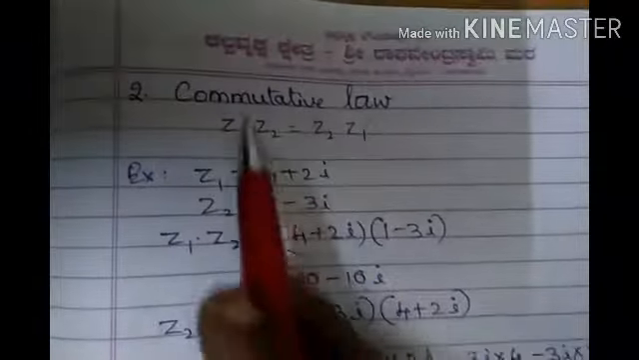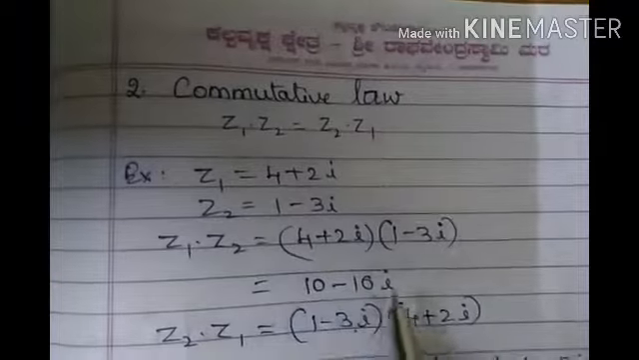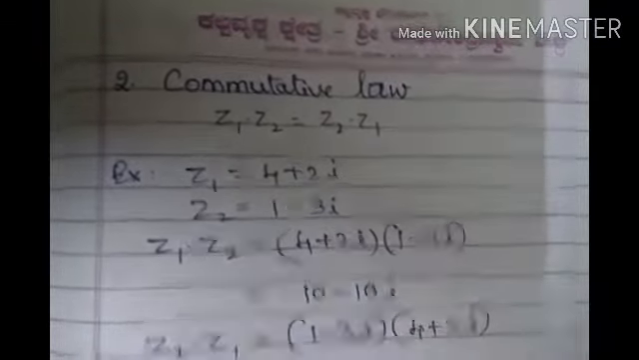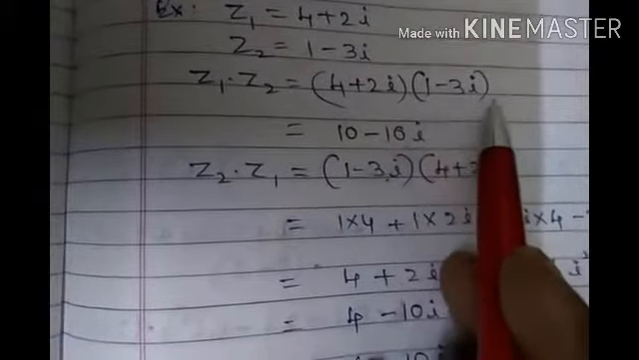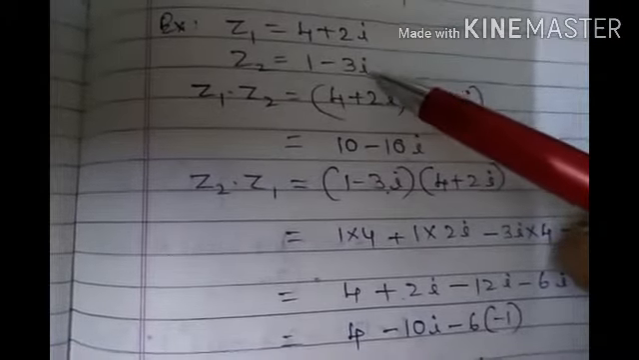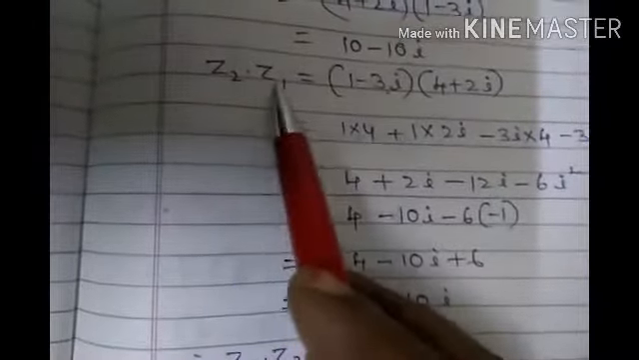The next one is commutative law. Z1 into Z2 is equal to Z2 into Z1. Z1 is equal to 4 plus 2i, Z2 is equal to 1 minus 3i. Z1 into Z2 equal to (4 plus 2i) into (1 minus 3i). Here I have taken the same example as in closure law. Z1 into Z2 is equal to 10 minus 10i. Now Z2 into Z1 is equal to (1 minus 3i) into (4 plus 2i).